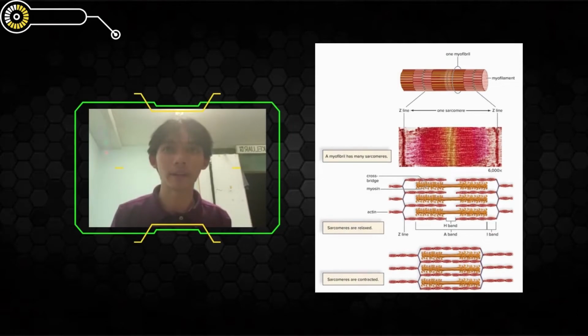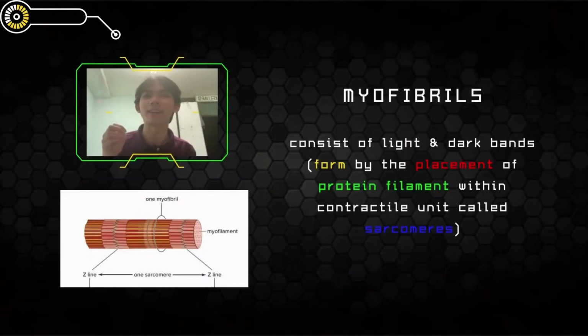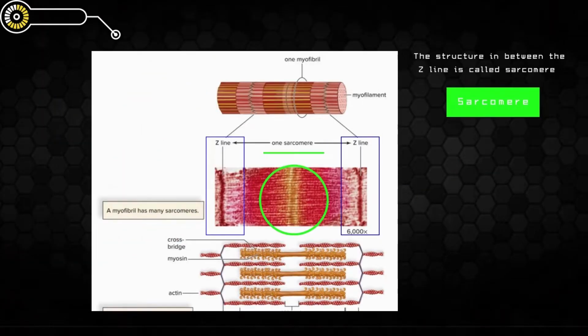This next diagram is the enlarged photo of the myofibrils. So the myofibrils consist of light and dark bands. The bands are formed by the placement of protein filaments within the contractile unit called sarcomeres. So, as you can see here, the whole structure in between the Z lines is counted as the sarcomere.